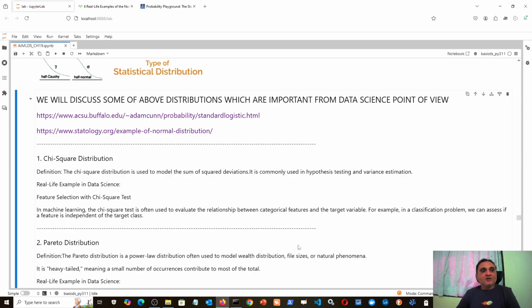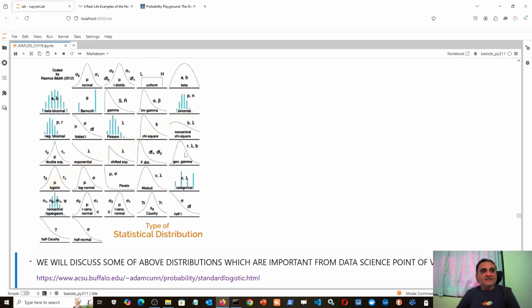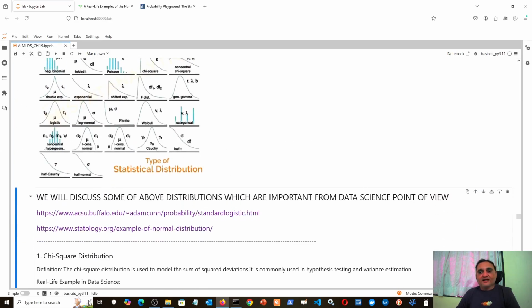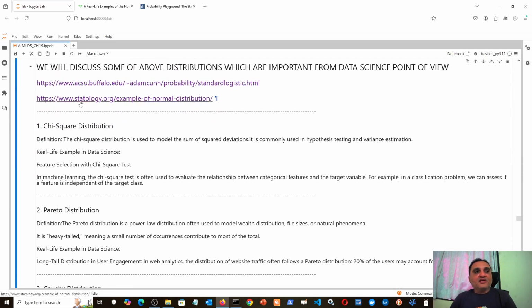Now here we want to talk about some more statistical distributions which are in this diagram. However, we will not talk about all, but we will only take those which are useful from a data science point of view. Okay, so some such data distributions are, I have given these two links.